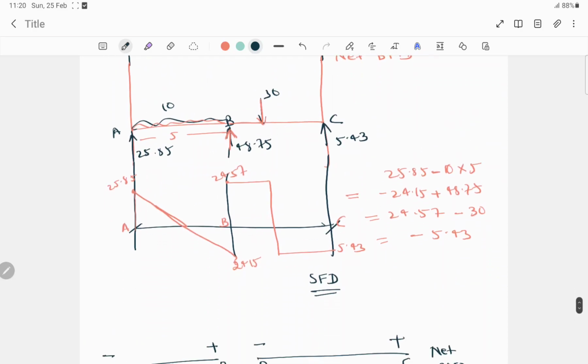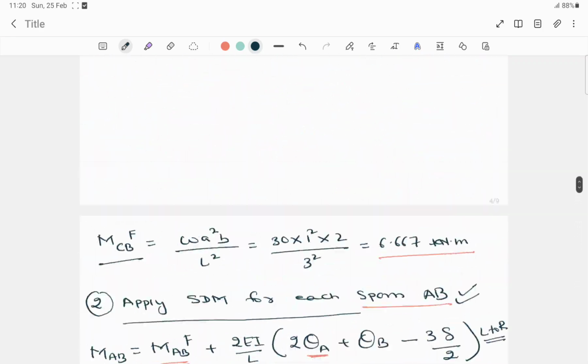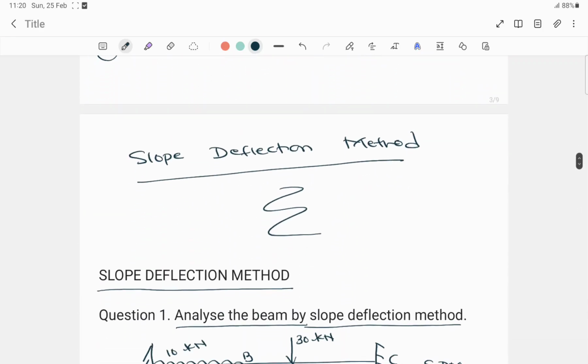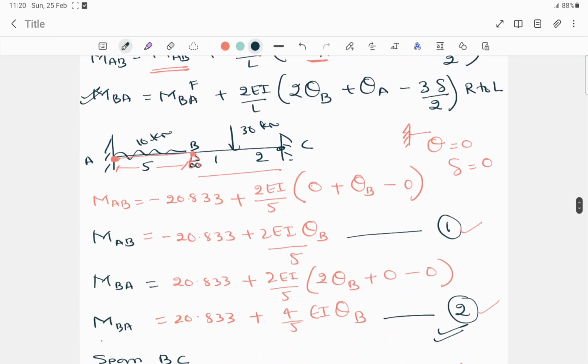So this was all about analyzing the beam by the slope deflection method.